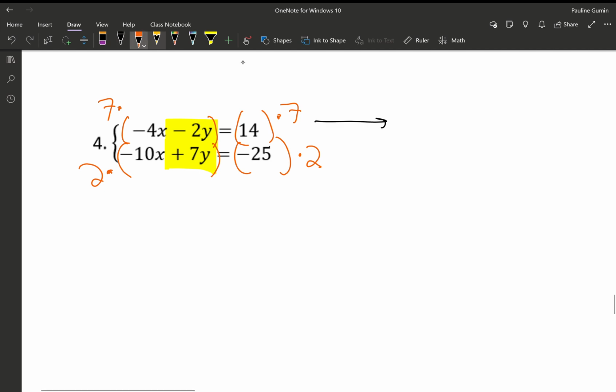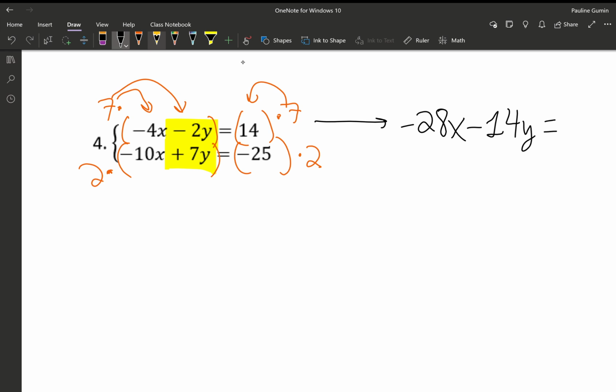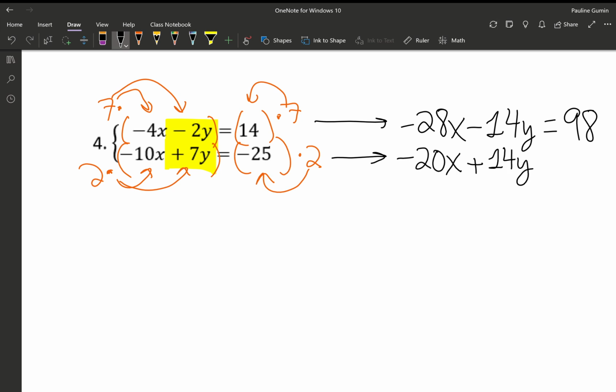All right, let's distribute. 7 times negative 4 is going to be negative 28x. 7 times negative 2 is negative 14. 7 times 14 is 98. Let's distribute the bottom as well. 2 times negative 10 is negative 20. 2 times 7 is 14. And 2 times negative 25 is negative 50. We forced our y's to be opposite, so now we can add everything together.